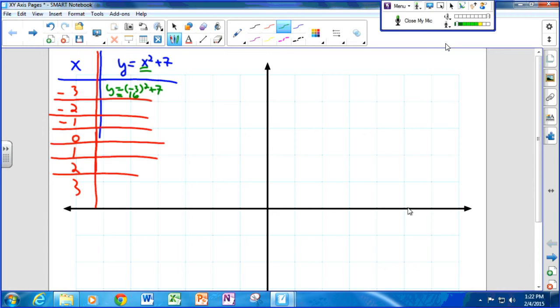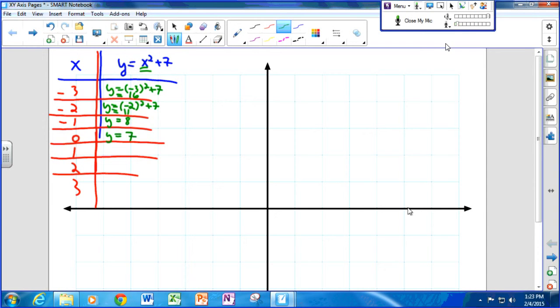For the second one, it's going to be y equals -2 squared plus 7. -2 squared is 4. So 4 plus 7 is 11. Okay, so there's your value there. All right. -1 squared is just 1. 1 plus 7 is 8. So that's going to be 8. 0 squared is just 0 plus 7 is 7.